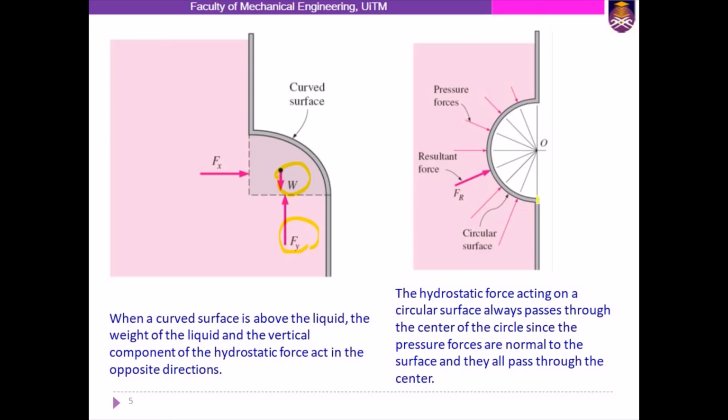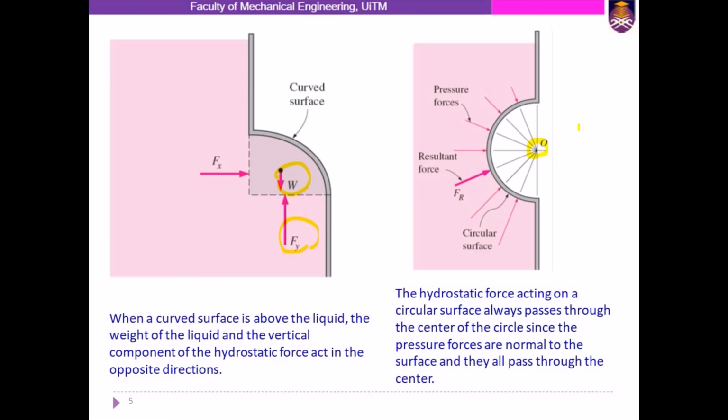so if the circle is a full circle like this example, or a half circle, the resultant hydrostatic force acting on the surface always passes through the center. As you can see here, if it is a complete circle, it always passes through the center. Thus, the pressure forces form a concurrent force system at the center, which can be reduced to a single equivalent force at that point.